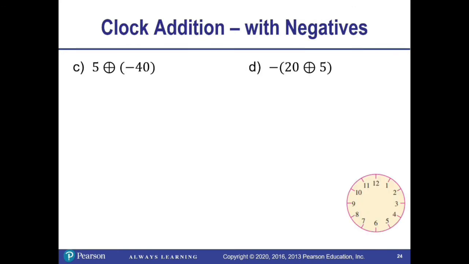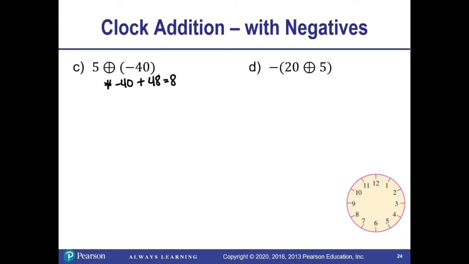Let's look at another example. 5 plus negative 40. Again, I need a multiple of 12 that's just slightly bigger than negative 40. So 12 times 1 is 12. 12 times 2 is 24. 12 times 3 is 36. 12 times 4 is 48. So negative 40 plus 48 is 8.